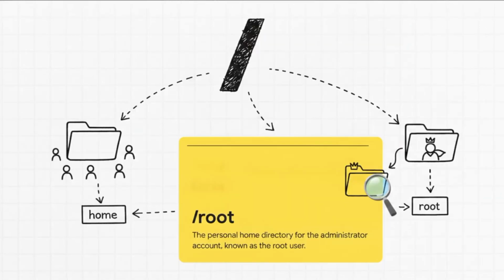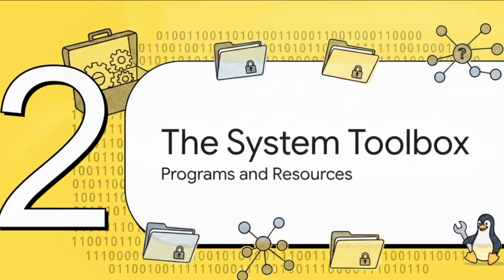Now, right next door, there's a really fascinating distinction we need to make. There's a folder called /root, and man, this one easily trips people up. It is not the base of the entire file system. Remember, the base of the file system is just that single /. The /root folder is actually just the personal home directory for the administrator account, also known as the root user. So, regular users live in /home, and the superadmin lives in /root. Simple as that. Let's move on to part 2.